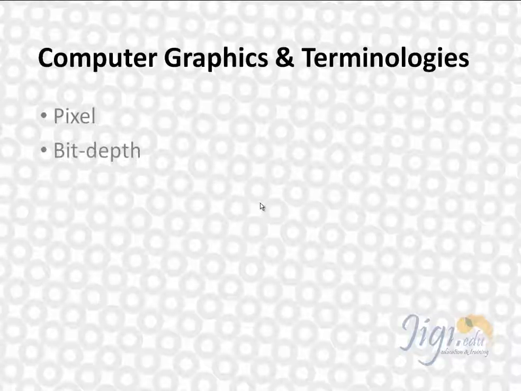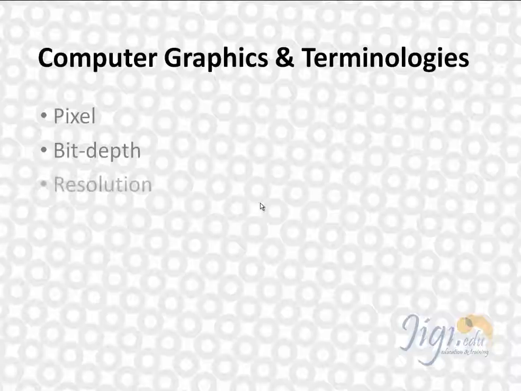Bit depth is the range of color available in the digital image, measured as 8-bit, 16-bit, 32-bit per channel. Resolution is the number of pixels per inch, or you can say dots per inch, in a digital image, and the units are ppi or dpi. Image size is the size of the image measured in inches, pixels, millimeters, centimeters, etc.